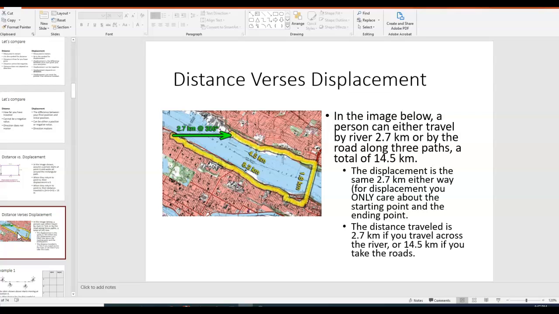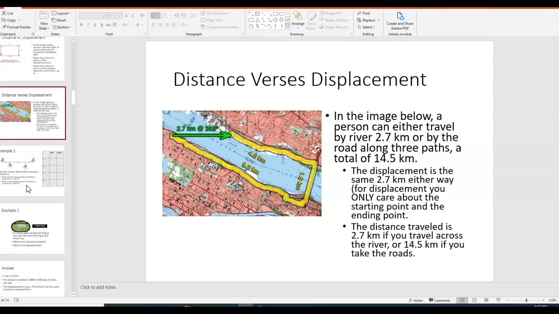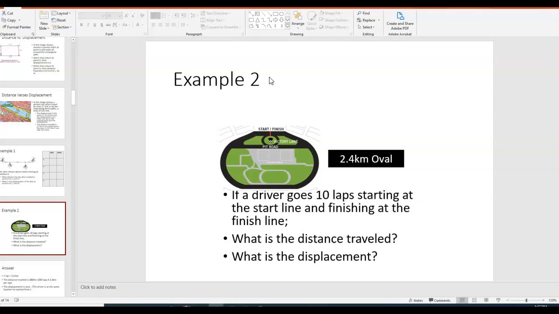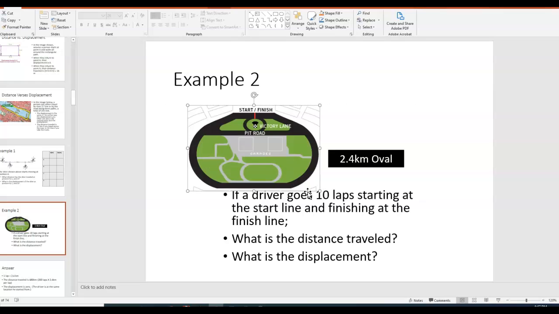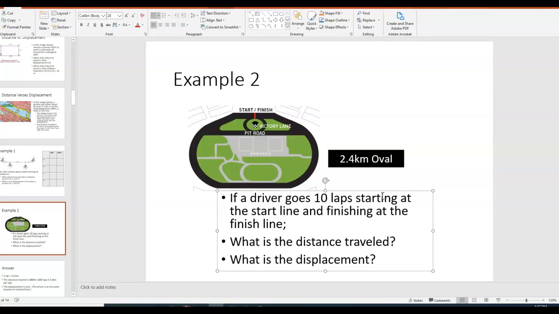Okay, so we're just going to do a couple examples. Take a look at example 2. Example 2, there is a race track right here, and the racetrack is 2.4 kilometers around. And the question says, if a driver goes 10 laps, starting at the start line and finishing at the finish line, what is the distance traveled and what is the displacement?